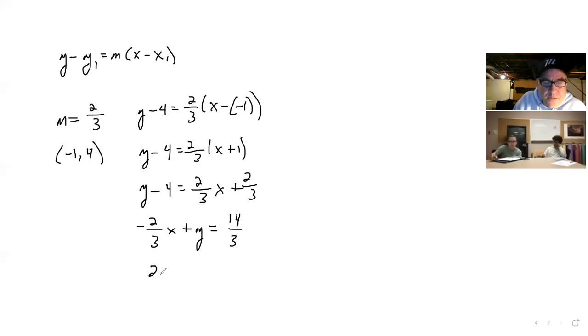So 2x and then -3y equals -14. So how did I get to that last equation? I multiplied by -3, careful, not 3. -3. So that was just to make this term positive. And that would be general form.